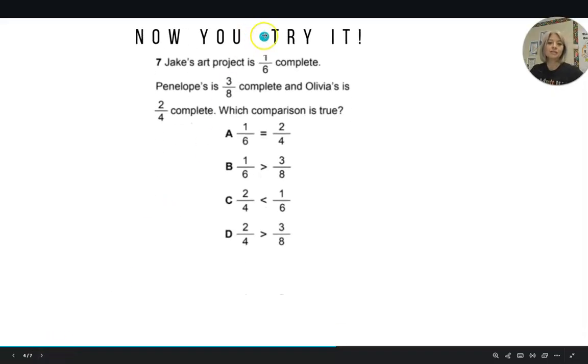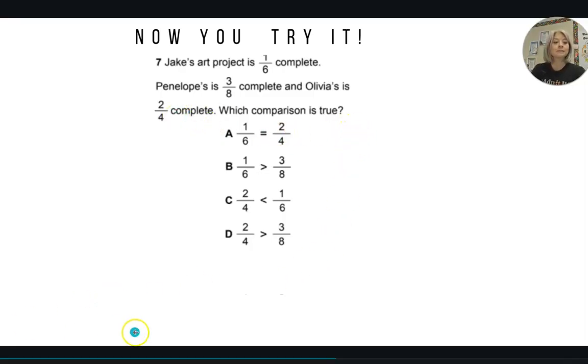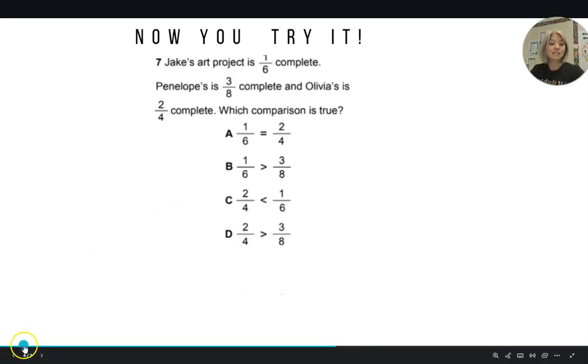Here's another one that you can have your child try. This one says Jake's art project is 1/6 complete, Penelope's is 3/8 complete, and Olivia's is 2/4 complete. So which comparison is true? So have your child try this one out and see if they can explain their thinking. As I'm looking at these comparisons, none of them have the same numerator nor the same denominator. So it'll be interesting to hear their thinking and their explanation. So good luck.